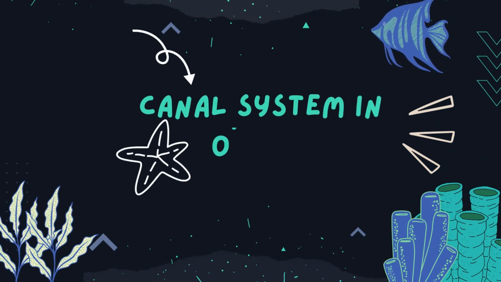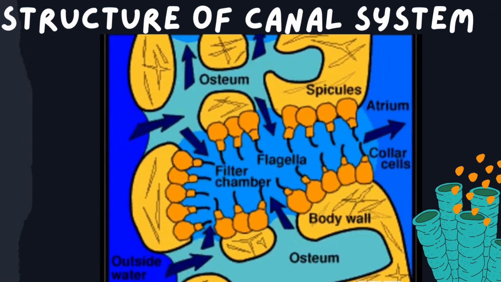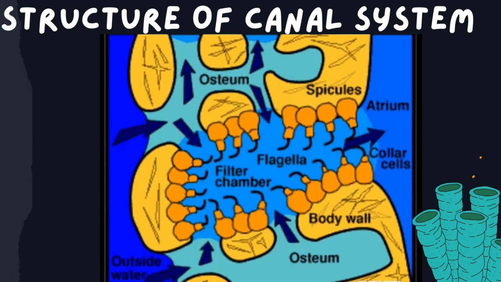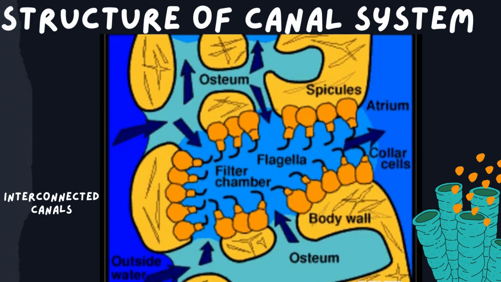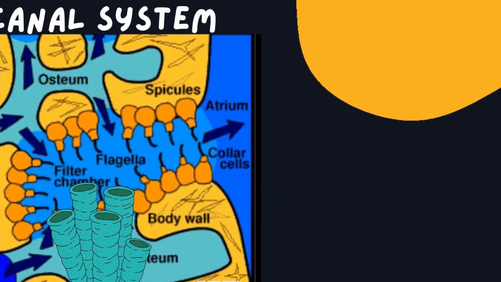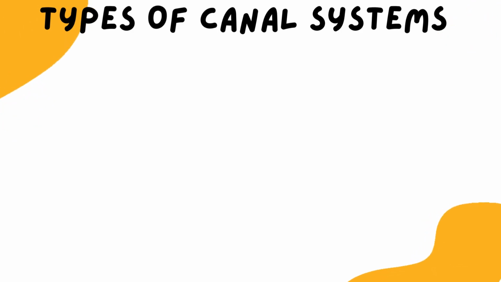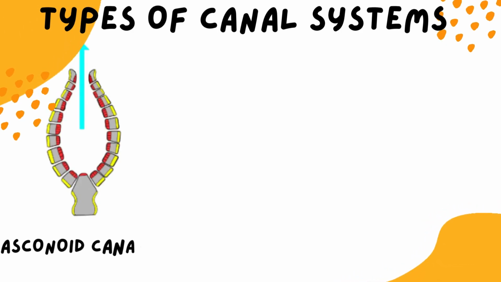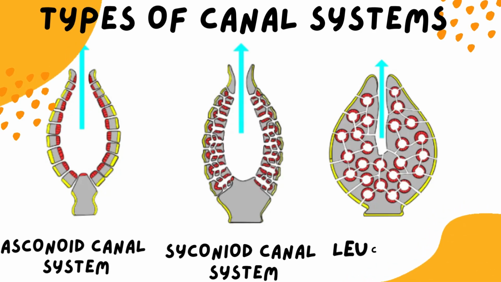Now let us discuss today's topic, that is the canal system of Porifera. The canal system is also called the aquiferous system. It is a system of interconnected canals through which water circulates, which helps in a number of metabolic activities of a sedentary sponge. On the basis of their increasing complexity, canal systems are of three types: first, asconoid canal system; second, syconoid canal system; and third, leuconoid canal system.